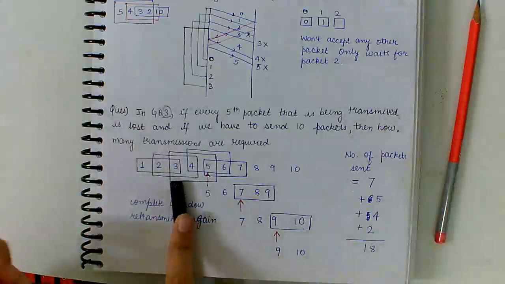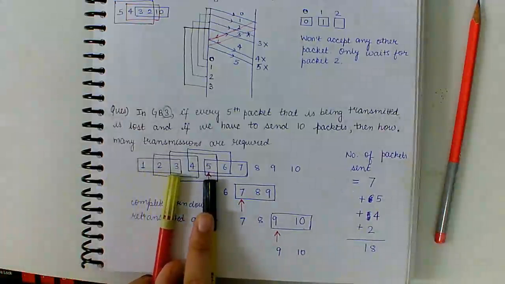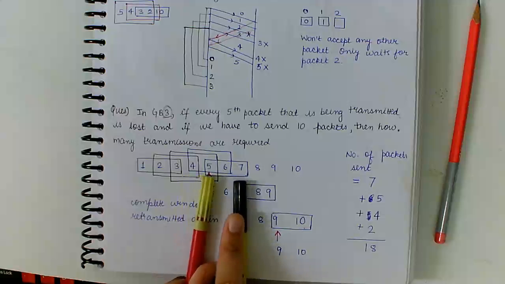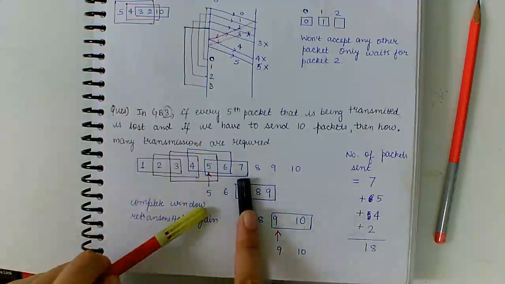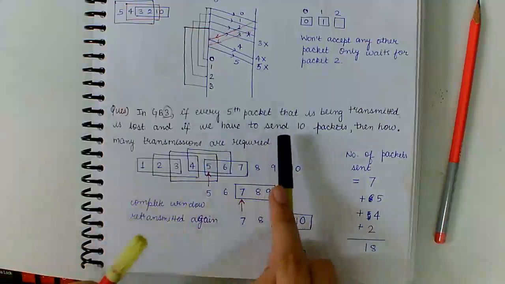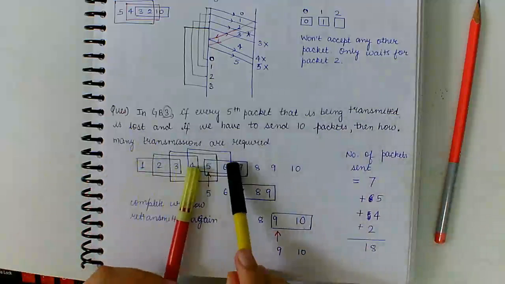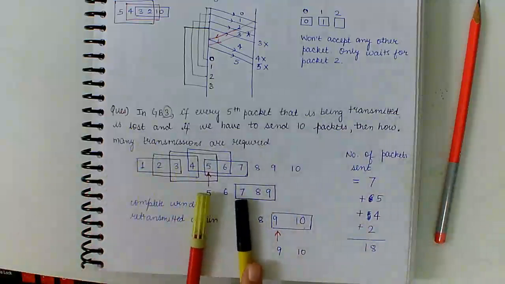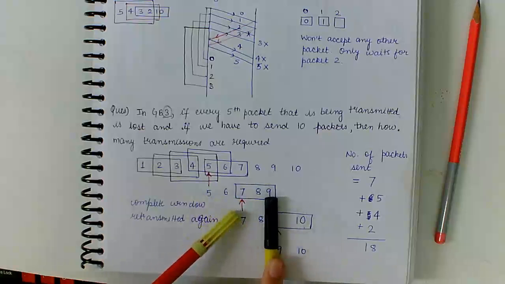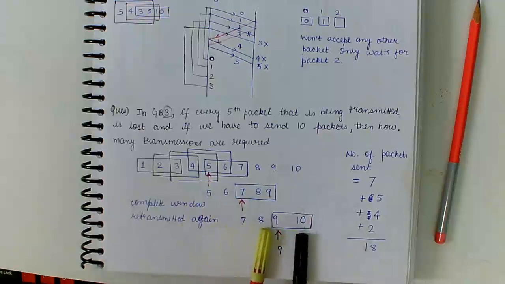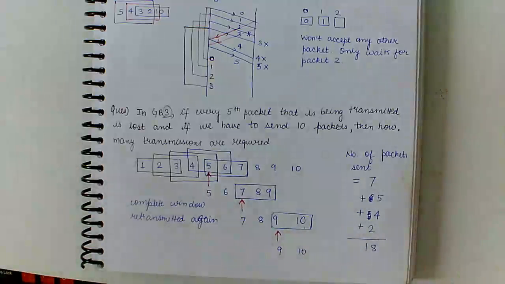Then as one is received, the window shifts and then shifts, and so on until here, till 5. This is the fifth packet to be sent, and it's lost. So we again start by sending from 5. This is the window size. This happens, and as this is the fifth packet, we again send this till we reach the end.